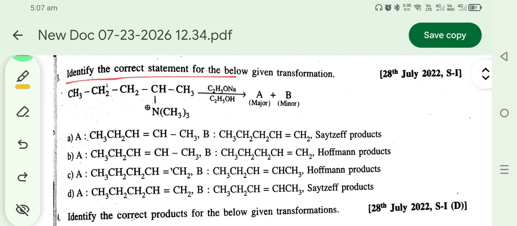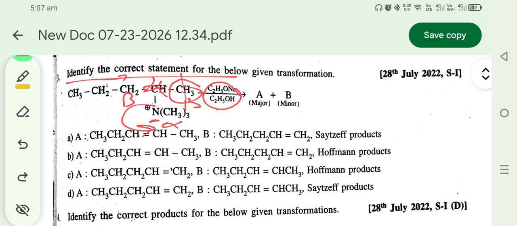Identify the correct statement given below. A quaternary amine reacts with sodium ethoxide in ethyl alcohol. It is an elimination reaction. In an elimination reaction, you have to select the carbon with more beta hydrogens. For this nitrogen, the methyl is alpha, and the next carbons are beta, and this beta has more beta hydrogens. Hence the double bond forms here by the elimination of the quaternary amine.